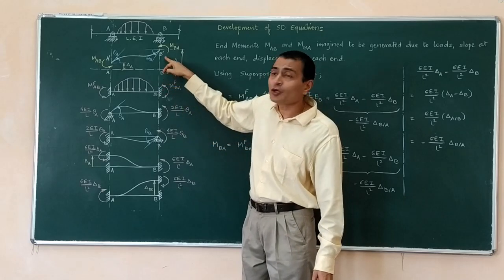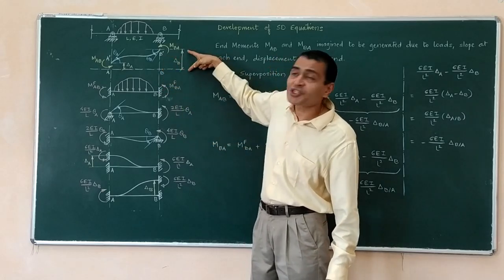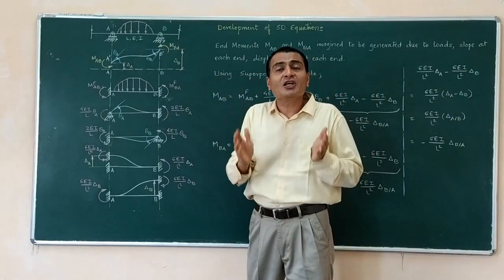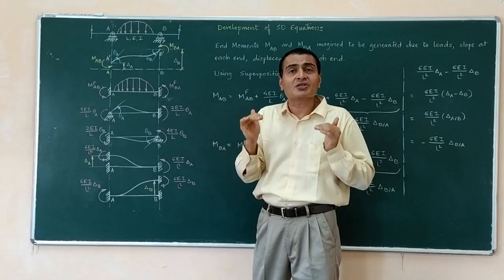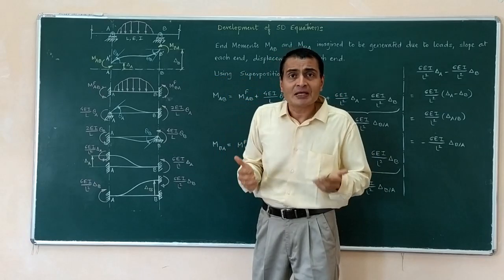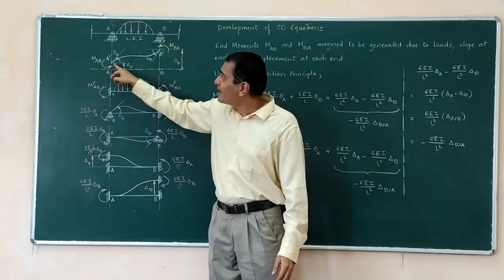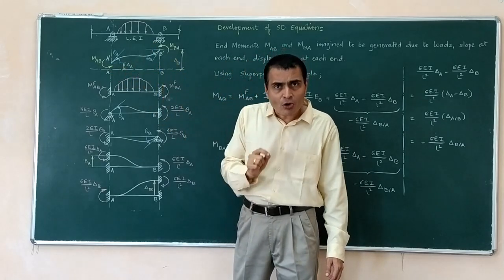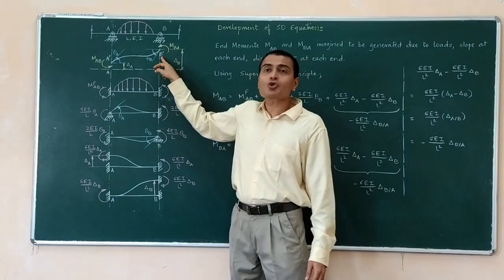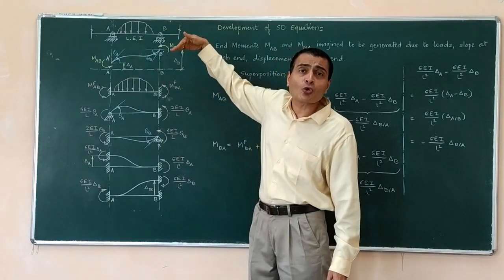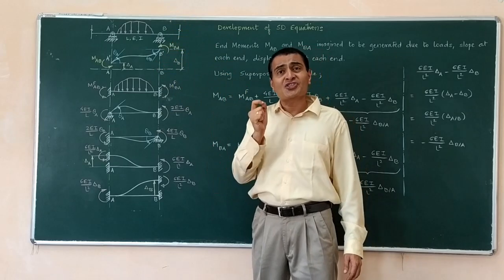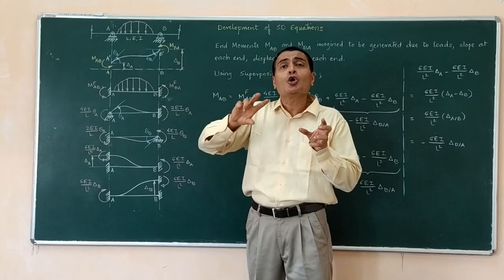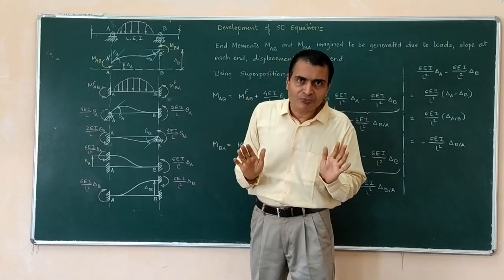B is translating to B prime and that translation is delta B. Both are upwards because that is our sign convention. Upwards is positive, downwards sinking down is negative. Next, end A has undergone anti-clockwise rotation theta A. For that matter, end B also has undergone anti-clockwise rotation theta B. Again, sticking to the sign convention, anti-clockwise rotations are positive, clockwise rotations negative.